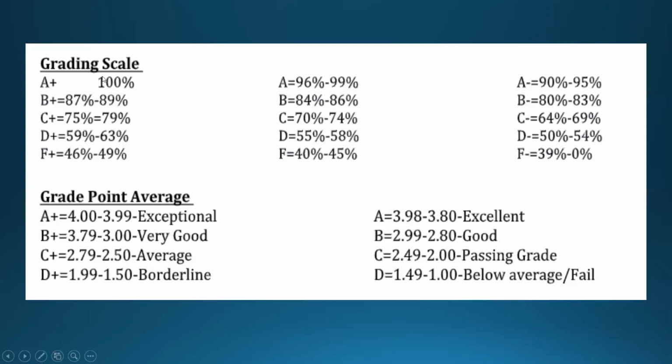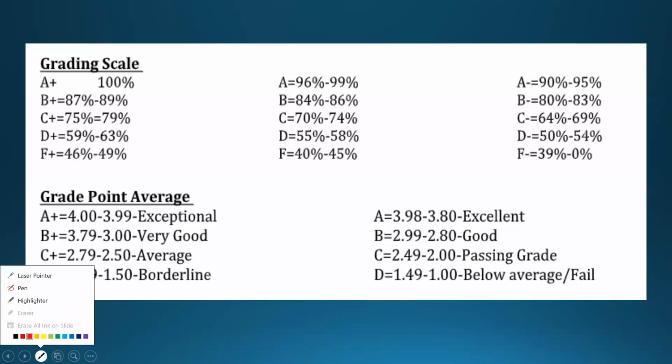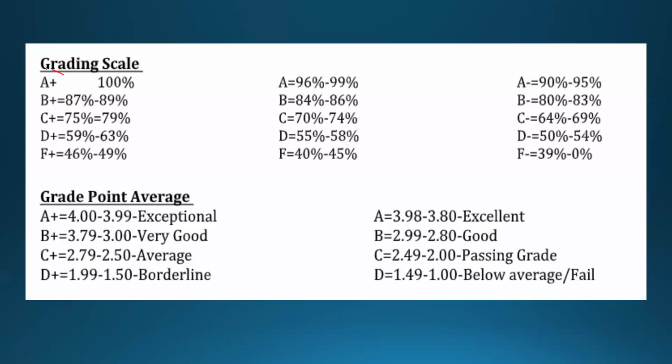If you get an A plus in my class, there's only one person who ever got an A plus in my class. The person got exactly 100 on the exam. That's pretty amazing, kudos to them. Very good job. So that's the scale. Anything between 0 and 39% is an F minus. We're trying to get 80 and above. That's a good range.